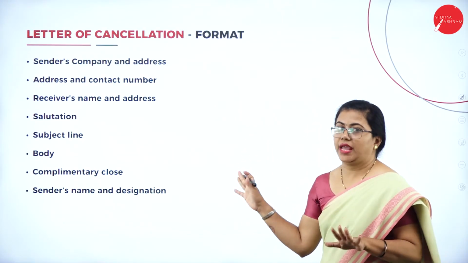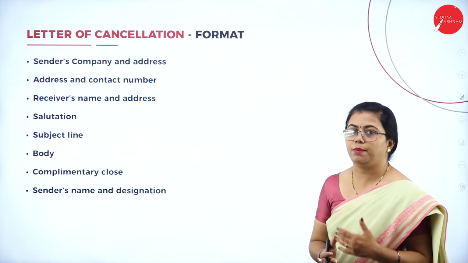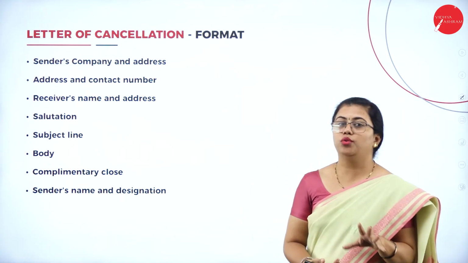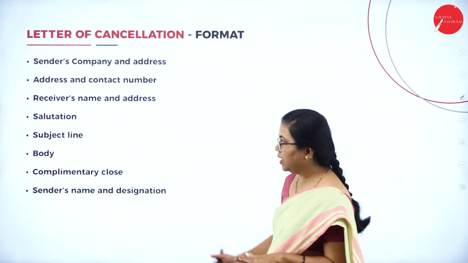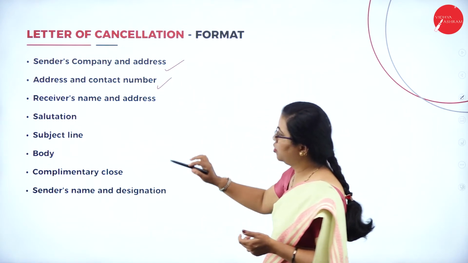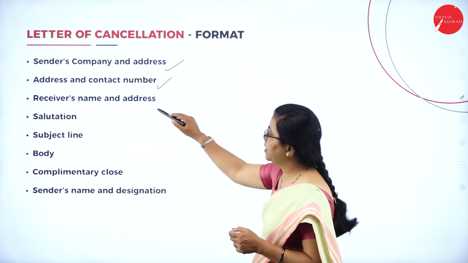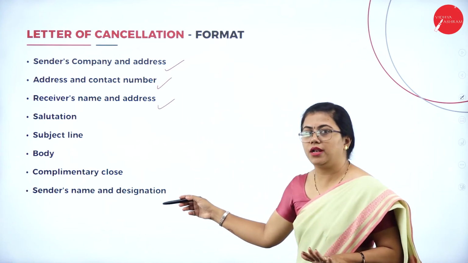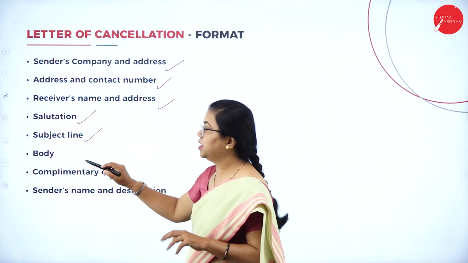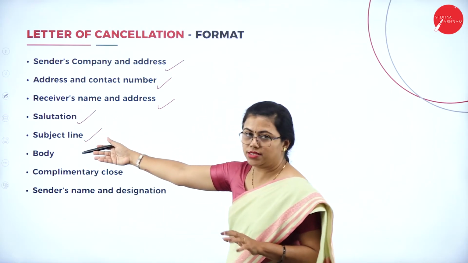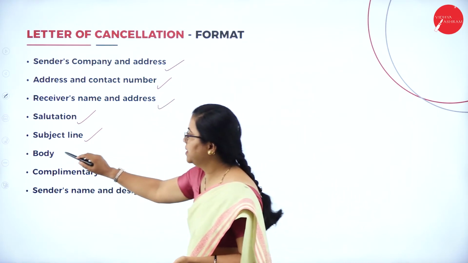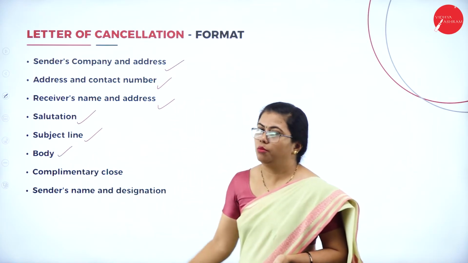So suppose it is letter of cancellation. Okay, suppose I don't want to supply, I am not able to supply, then I will have to cancel the order. So how do I write this cancellation? Same thing, sender's company name and address. Of course there will be contact number also. Then comes the receiver's name and address. This is nothing but the formal letter format only, I need not reiterate it. Then salutation. Then comes the subject line. Dear sir, what is the subject? Whether you are going to cancel or you are going to execute the order, that will be specified. The actual content is in the body of the letter.